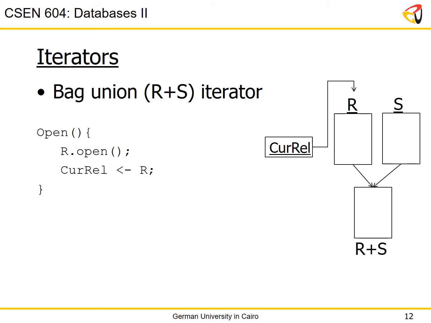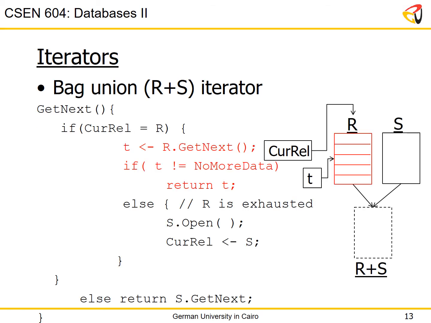Let's look at this one, for example. This is a bag union iterator. If you remember from your database one course, what's a bag union? A bag union will return everything in the two relations. Okay? It's not a set union, which will not return duplicates. This just goes from the first row in R to the last row in S. Okay? So I will open one of them and return all its rows, and when it's done, I will open the second one and return all its rows, and that will be R plus S.